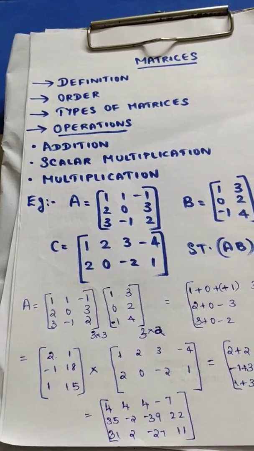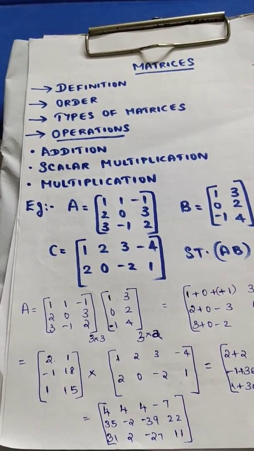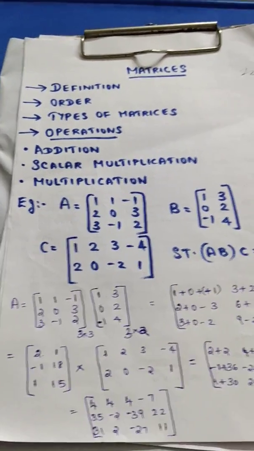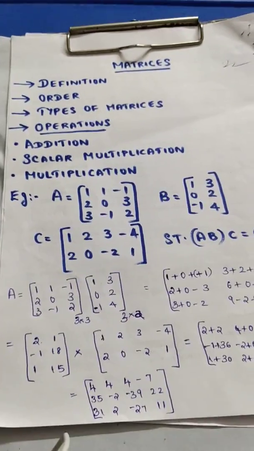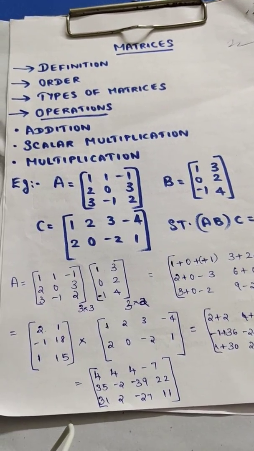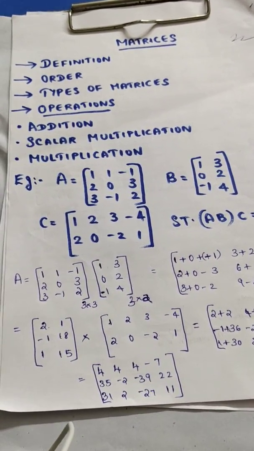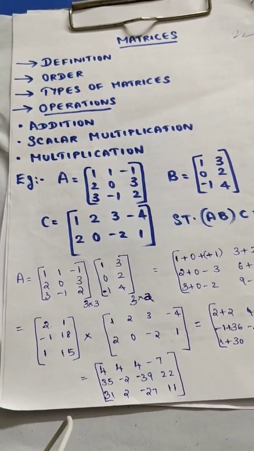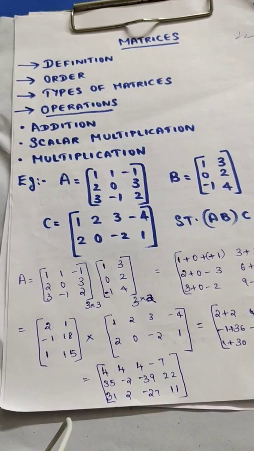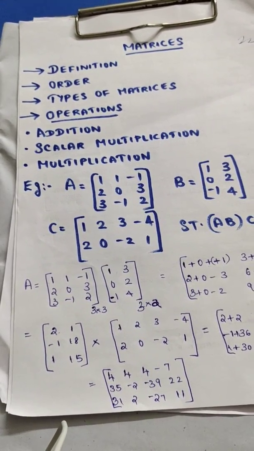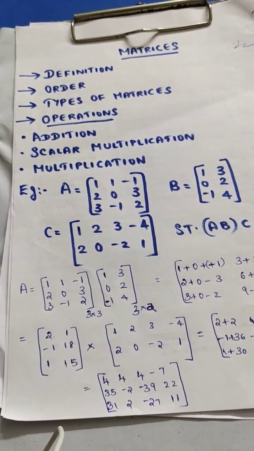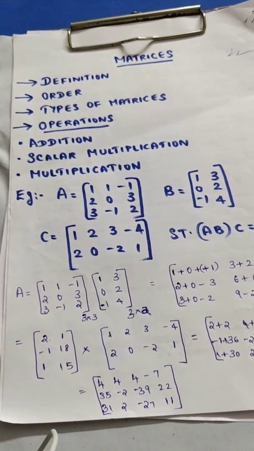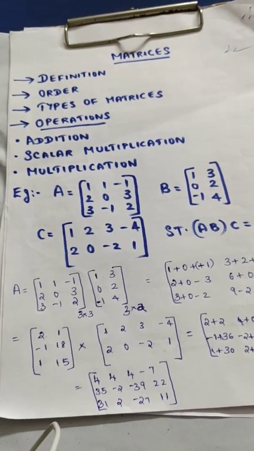Then multiplication. Again, in multiplication I told you that if you want to multiply any two matrices, the order is very important. As in normal multiplication, A into B is not equal to B into A when it comes to matrices. So if you are doing A into B, the number of columns in A should be equal to the number of rows in B. I repeat, the number of columns in the first matrix should be equal to the number of rows in the second matrix. Then only you can multiply the given two matrices A and B. So here there is one example.